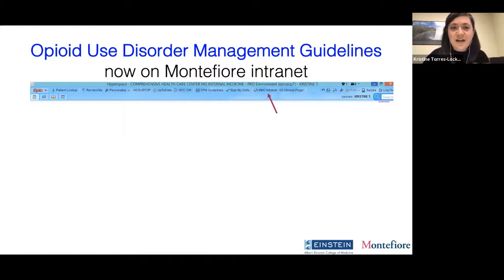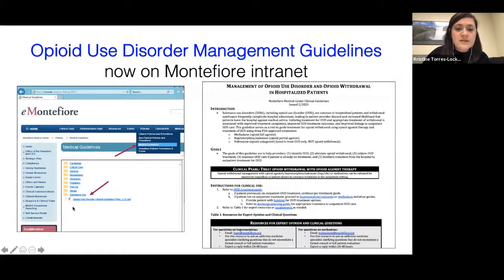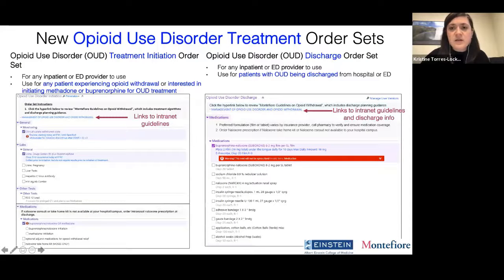And so there are guidelines that we made to help inpatient providers start these medicines in the hospital and help people get connected to care. So they're located on the intranet. So you can find them on the intranet under policies, guidelines, whatever. They exist. But the nicer thing is they actually also exist as just order sets embedded in Epic. So there are two. One is an OUD treatment initiation order set, and you can use that if you're in the ED or the inpatient wards. And it actually links directly to the guideline if you want to see it.